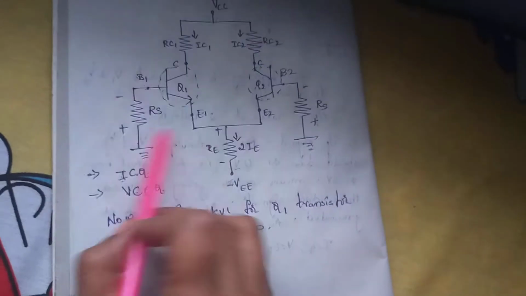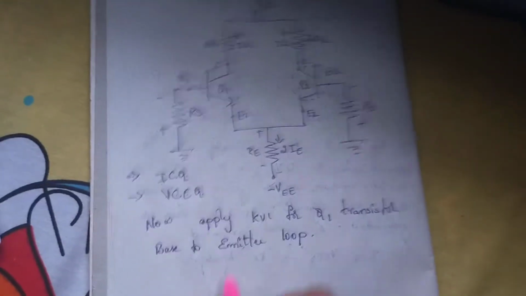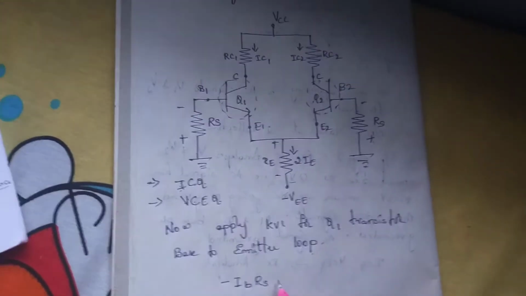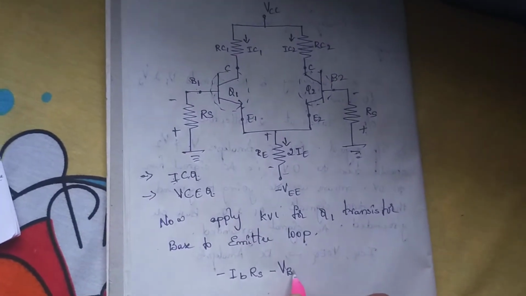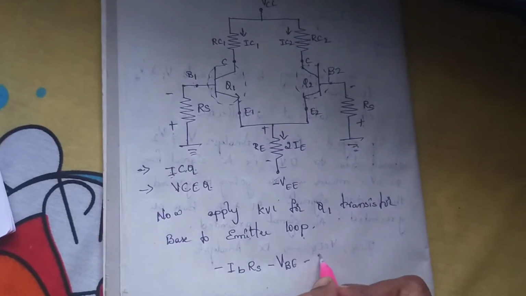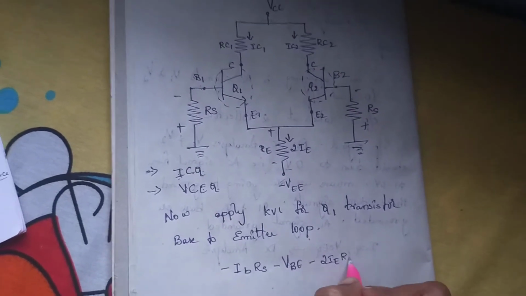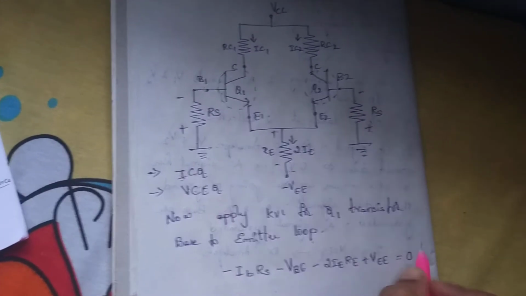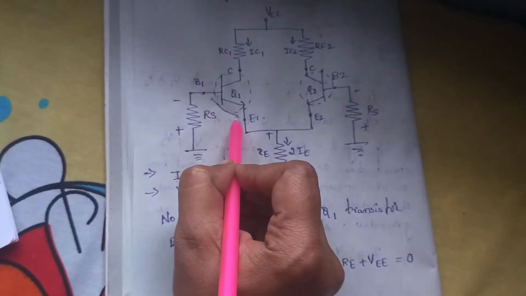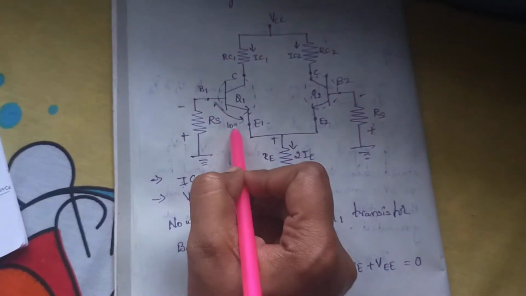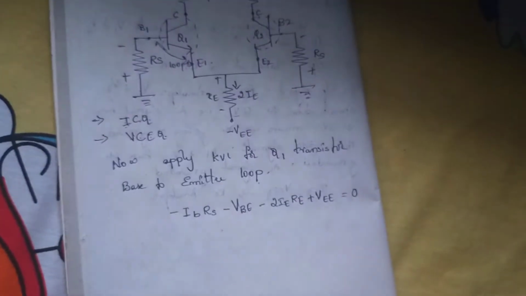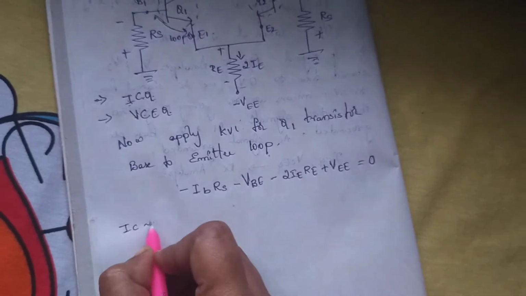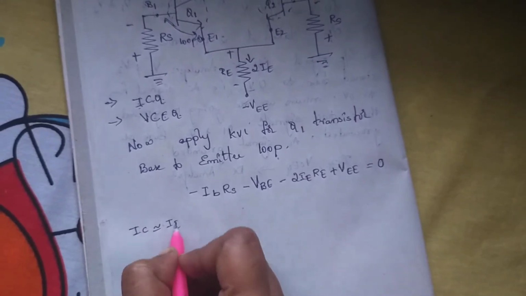So what was the KVL here? It is minus IB RS minus VBE minus 2IE RE plus VEE equals 0. This is loop 1. Applied KVL here.